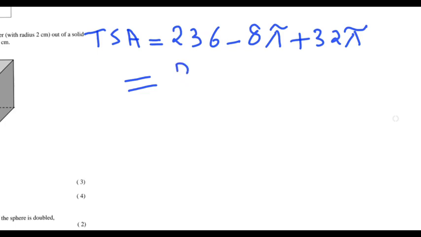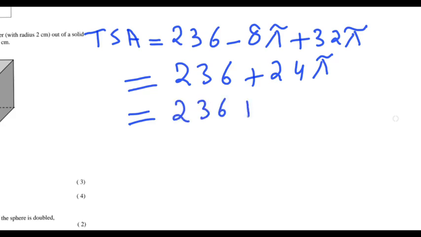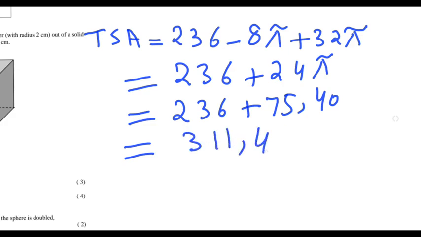This gives me 236 plus 24 pi. Now I use my calculator. The answer is 236 plus 75.40. 236 plus 75.40, and I add, the answer is 311.40 centimeter square. So this is my final answer.